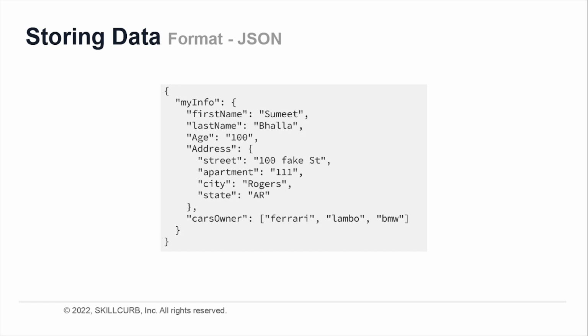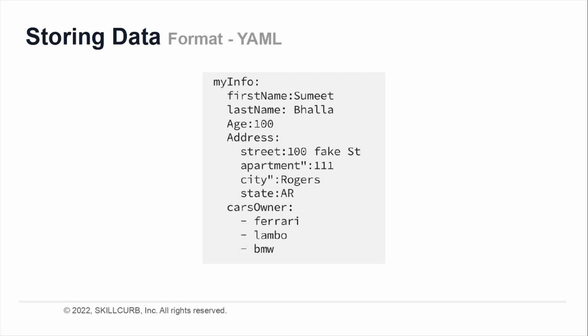Now let's look at some formats of storing data. The first one is JSON, which stands for JavaScript Object Notation, and is the most common data serialization language commonly used for transmitting data in web applications, but it can be used for a variety of other applications as well. Next, we have YAML. YAML stands for Yet Another Markup Language. YAML is a strict superset of JSON, another data serialization language.